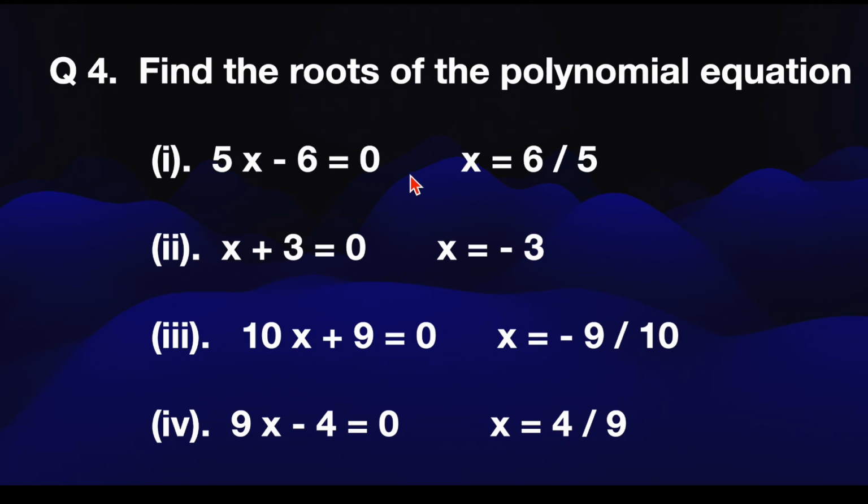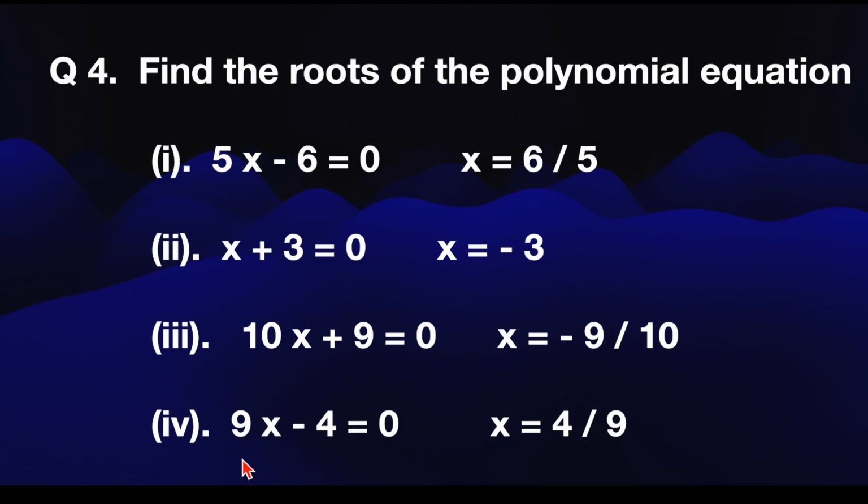Find the roots of the polynomial equation. This is also the same thing. Whether it's zeros of the polynomial or roots of the polynomial, in both cases, we should write the polynomial as 0 and find the value of x. So here 5x = 6 and x = 6/5. This is x = -3, 10x = -9 and x = -9/10. 9x = 4 and x = 4/9.